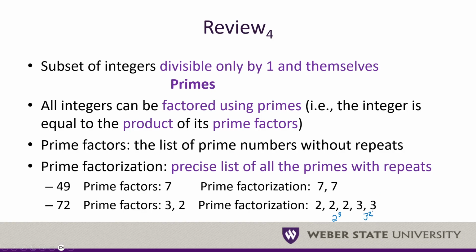3 squared. So that's the other way to do it. And what we would do is we would say, well, I'm multiplying 2 cubed times 3 squared, or 8 times 9.